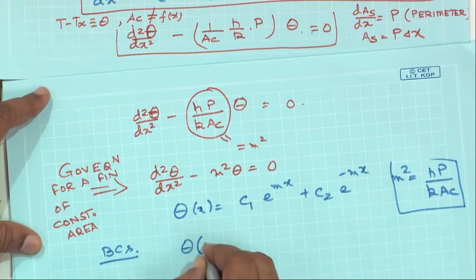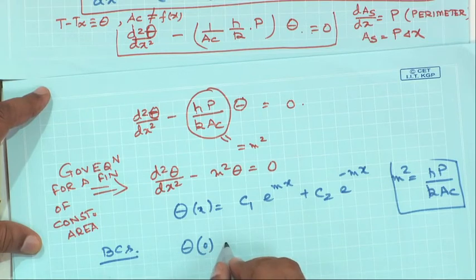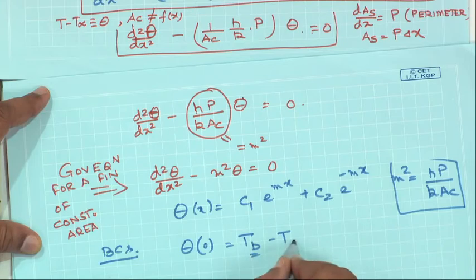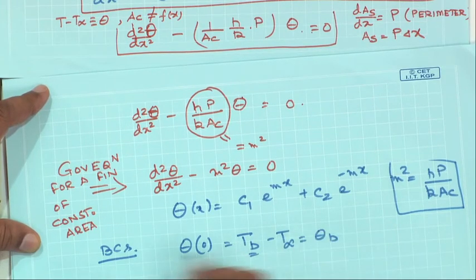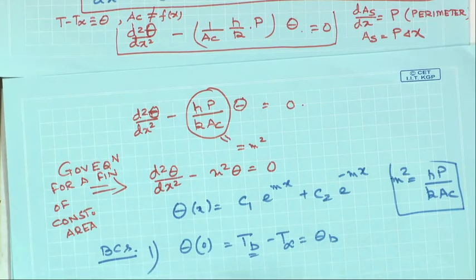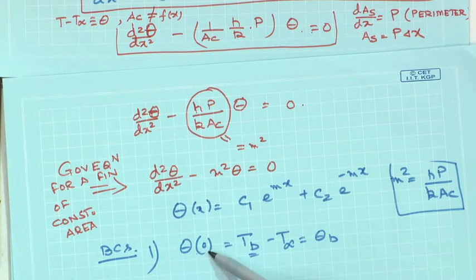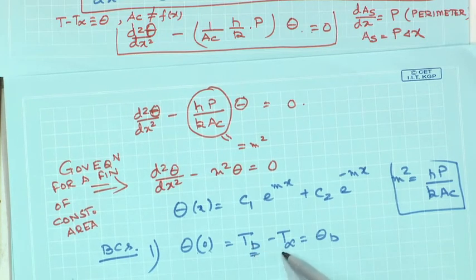One is theta at x equals 0, where the temperature is known, which is T b minus T infinity, and let us call it theta b. So, the first boundary condition is that the temperature at the base is known to me, which is T b. So, T b minus T infinity, I call it theta b.